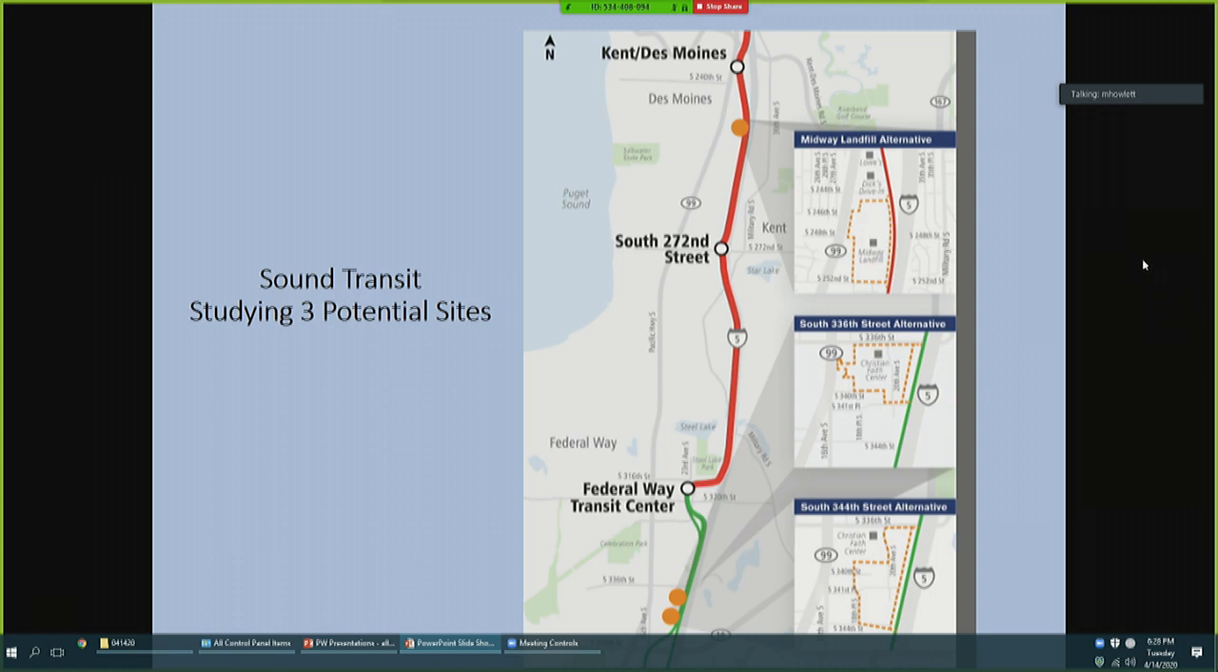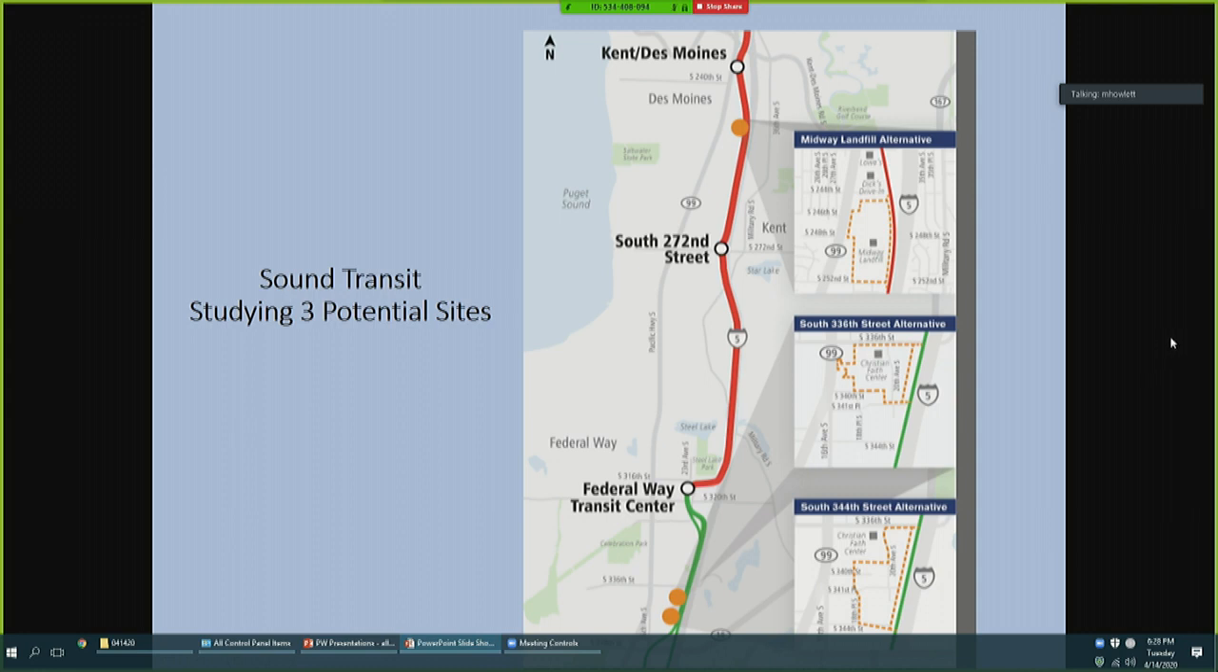Two of those sites are located in Federal Way. Those are the two orange dots near the bottom of the map there. And they're both located just south of 336th Street, near the Christian Faith Center, just west of Interstate 5. And it's really right across from the old Weyerhaeuser headquarters complex, so right across I-5 from there.